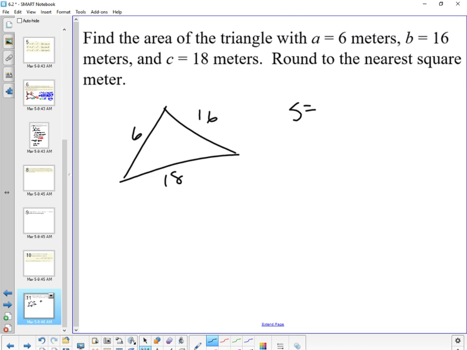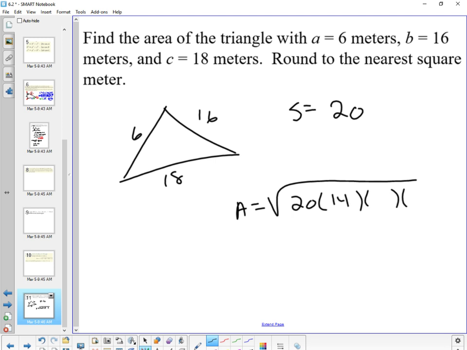S is going to be half the perimeter. So we've got 6 plus 16 is 22, plus 18, how much? 40. Half of 40 is 20. Now, the area is going to be the square root of 20 times 20 minus 6, which is 14, and then 20 minus 16, and 20 minus 18. There's our area right there.